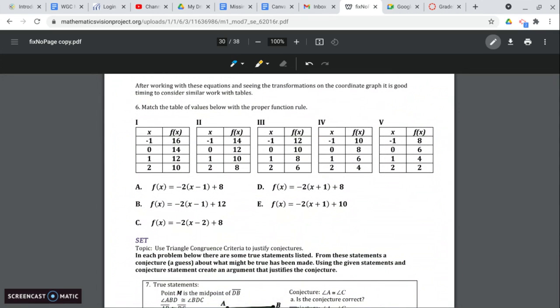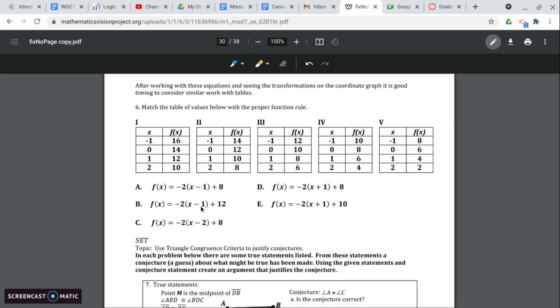All right, the next section. After working with these equations and seeing the transformations on the coordinate graph, it's good timing to consider similar work with tables. Match the table of values below with the proper function rule. So here in this first one, we're going from 16 to 14 to 12 to 10. We're going down by 2 each time.